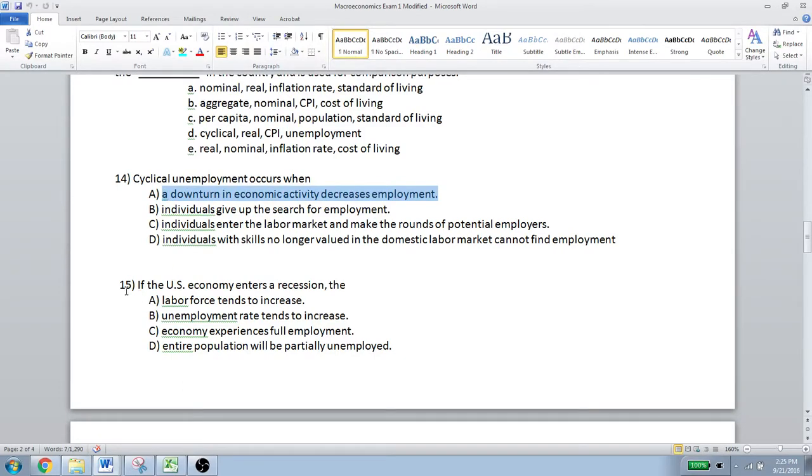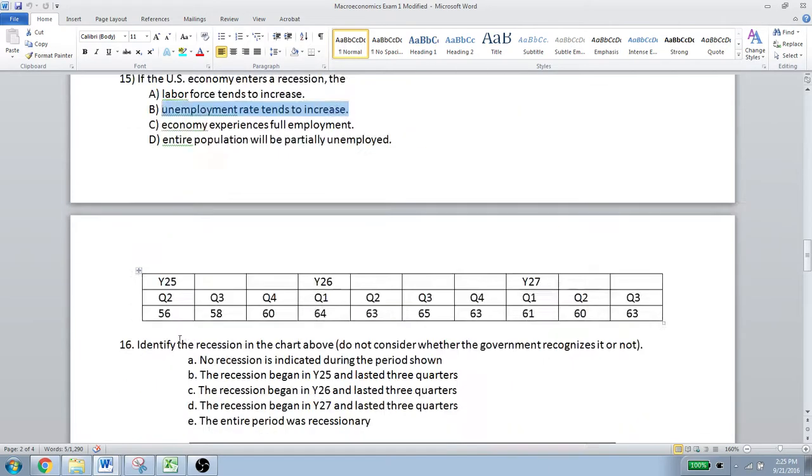Cyclical unemployment occurs when there's a downturn in economic activity, or when you have a recession. Answer A. Question 15. If the U.S. economy enters a recession, the unemployment rate tends to increase. That's true. People lose their jobs and the economy goes into a free fall.